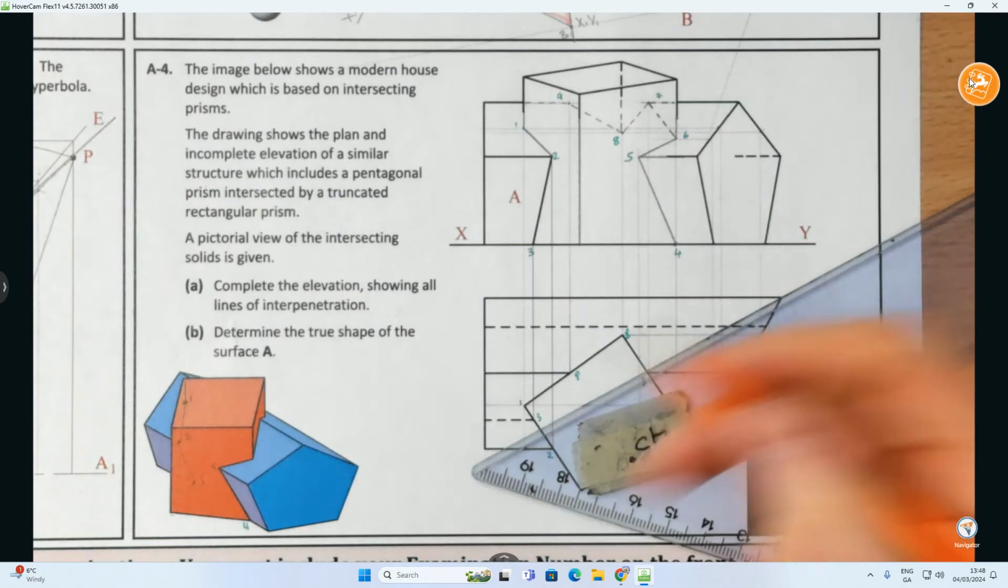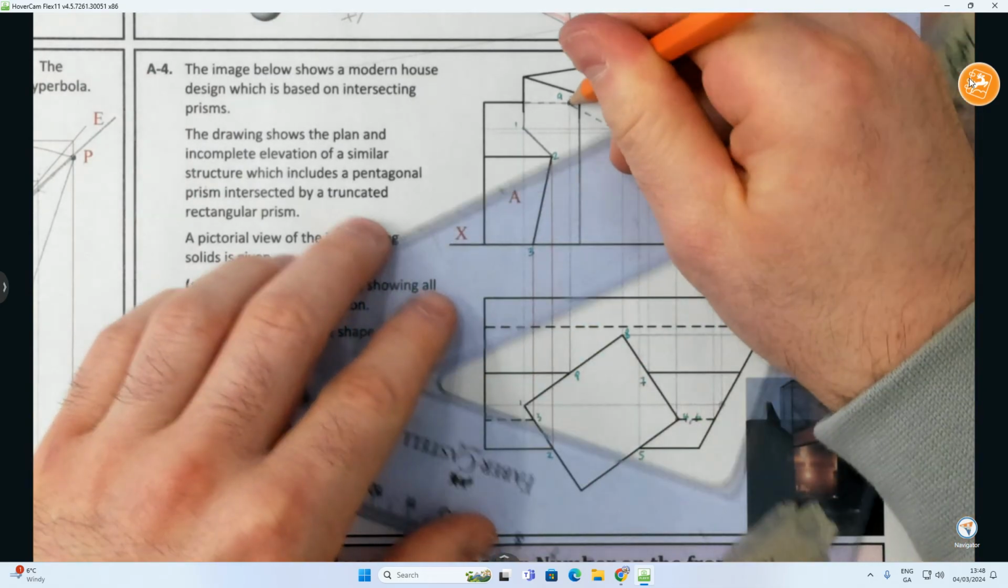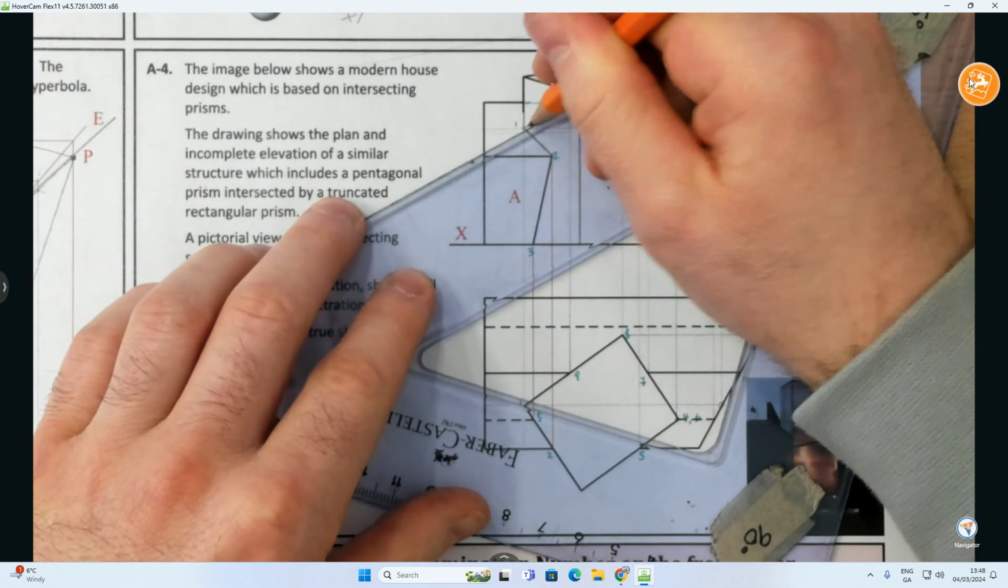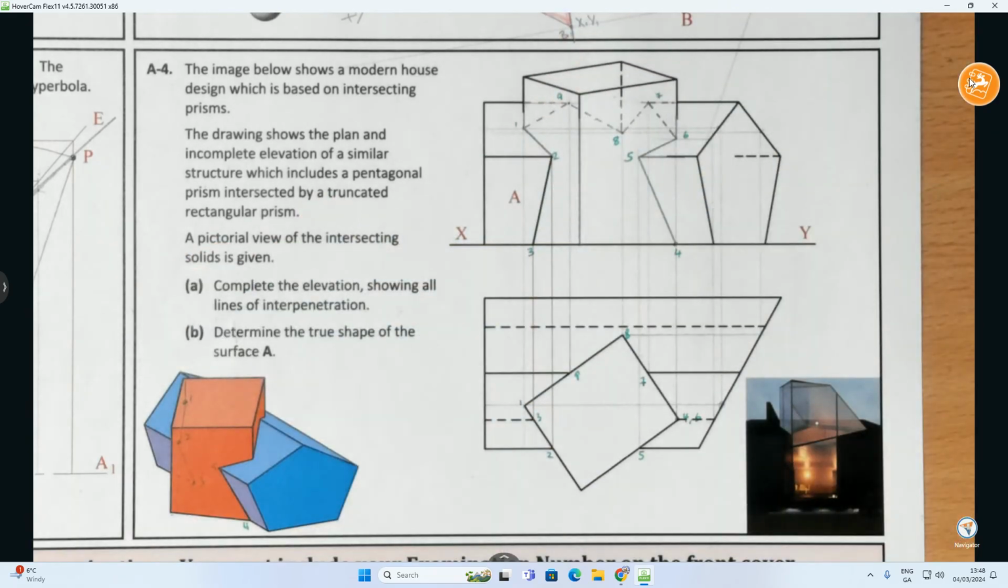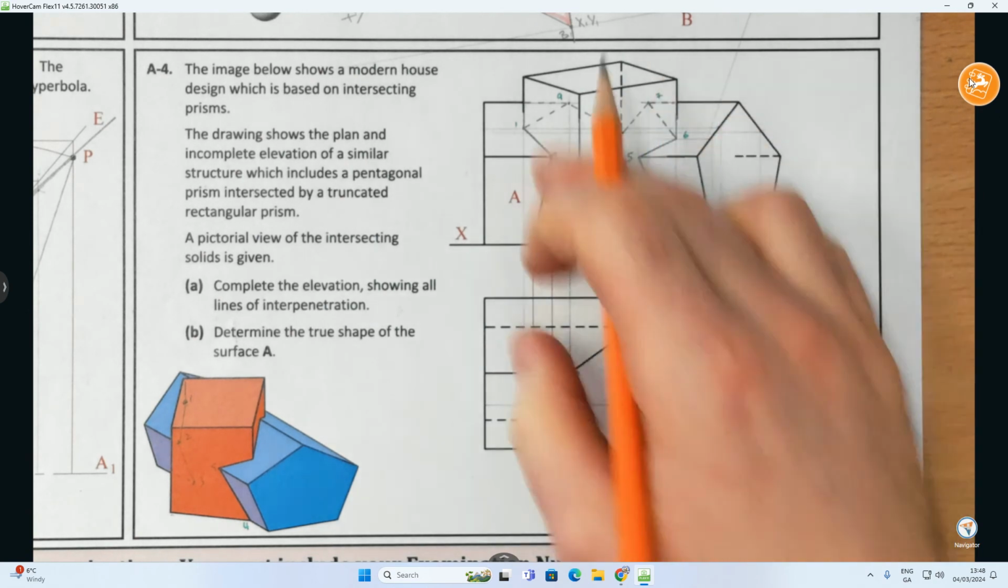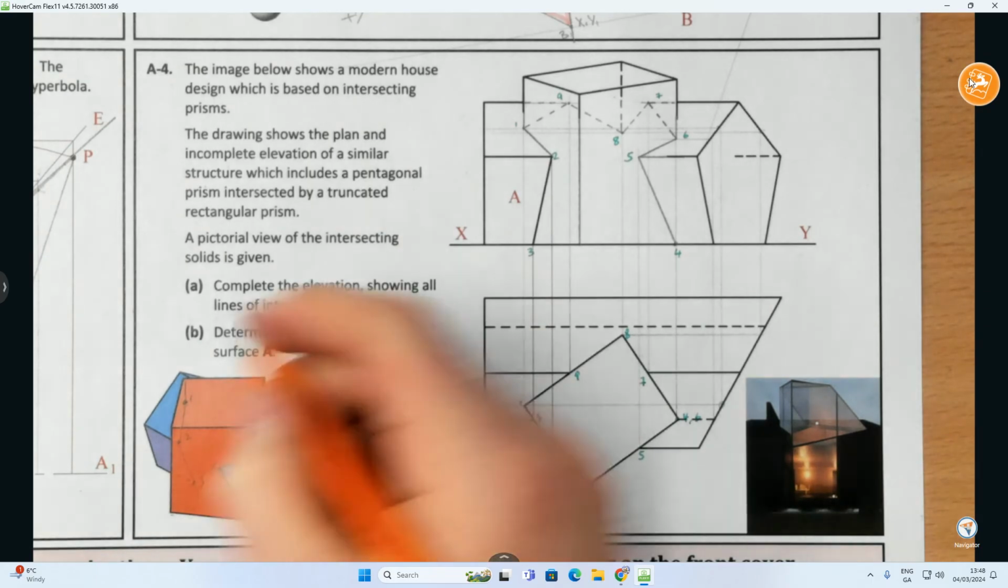Okay, and 9 connects back to 1. Once again, hidden detail. Okay, and there we have it. That is where the two solids are intersecting one another. Okay, a little bit of a tricky one there, just figuring out the hidden detail element of it. So that's part A of it done.